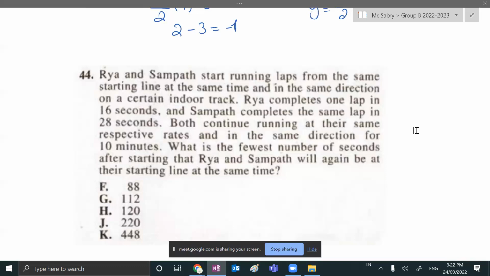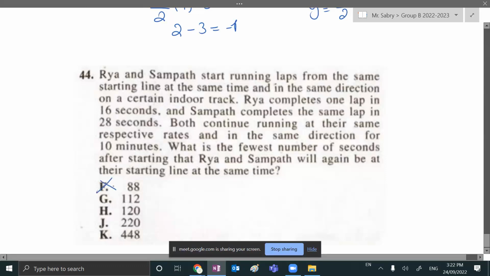It came out as 5.5, so 88 is not an accurate answer. 112 divided by 16 came out as 7. So I just need to check 112 divided by 28. And it came out as 4, so it's divisible by both. So yes, 112 is definitely the correct answer. Does that make sense?